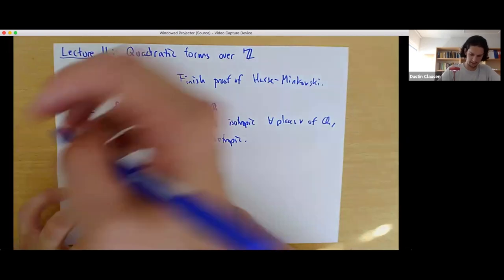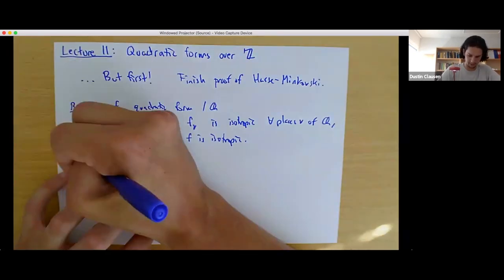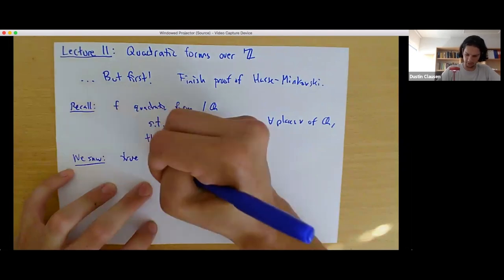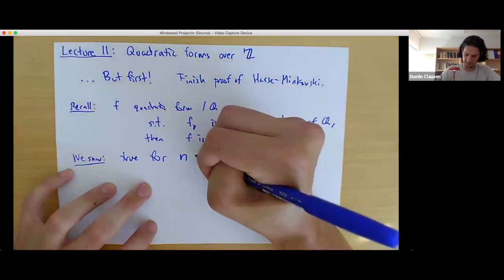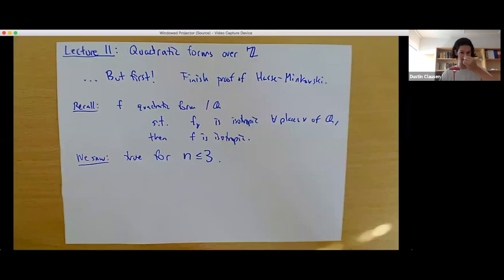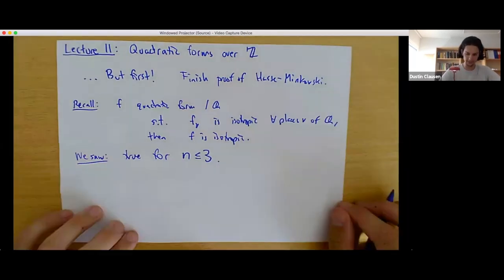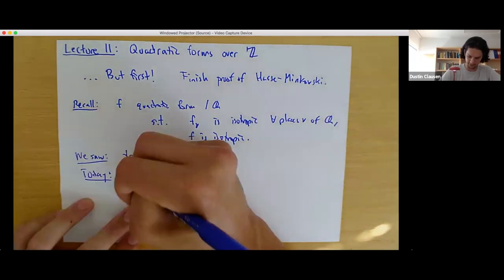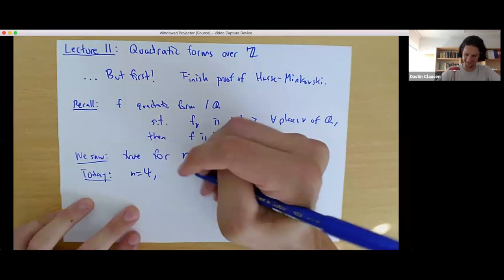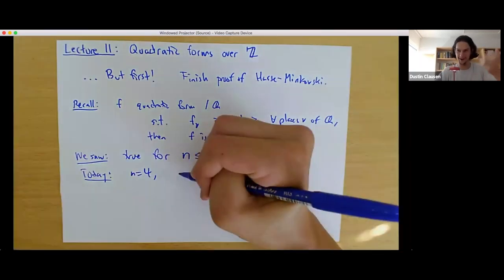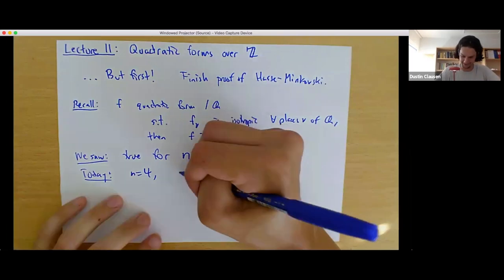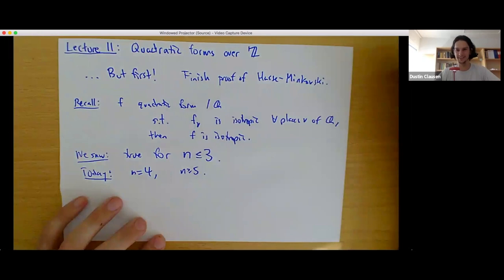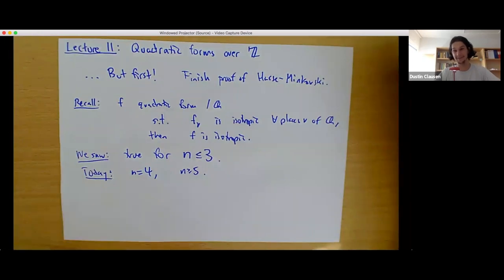And so we just saw that this was true for n, the number of variables, less than or equal to 3. And today, we're going to do n equals 4. And then finally, we'll have enough raw starting power to be able to do an induction, allowing us to establish the case n greater than or equal to 5.